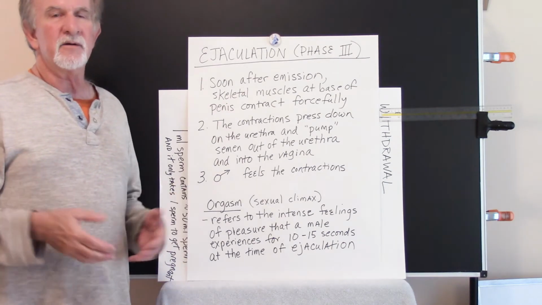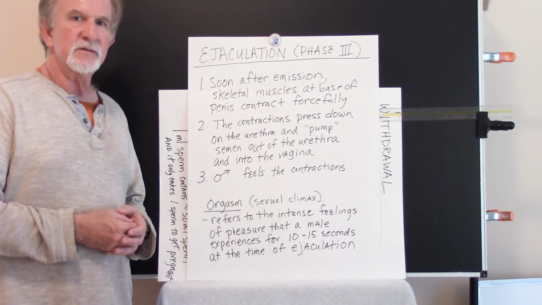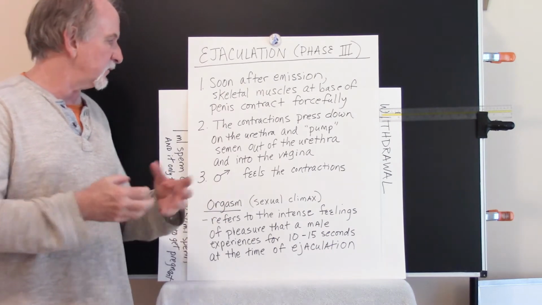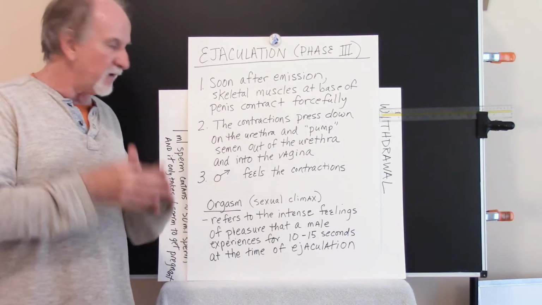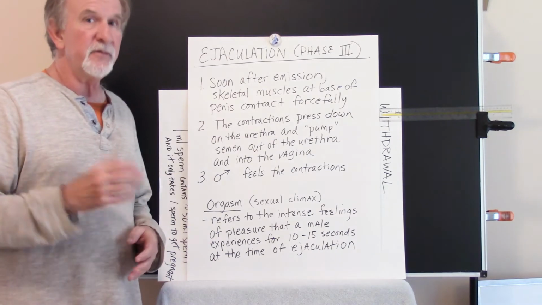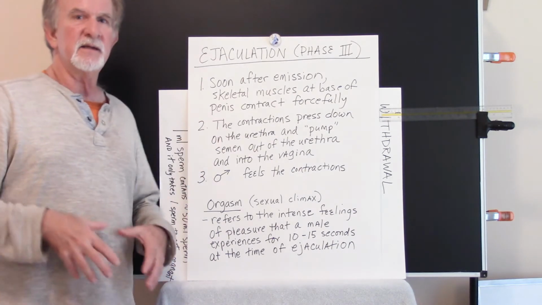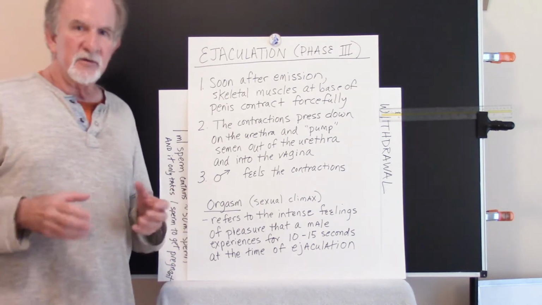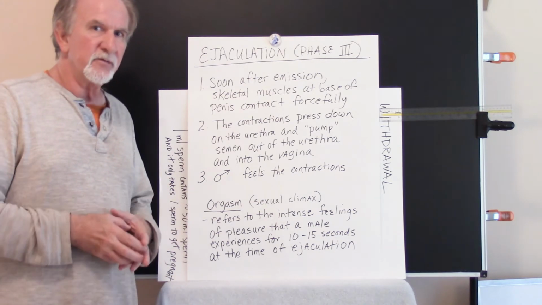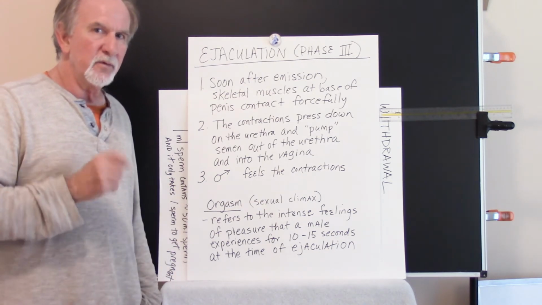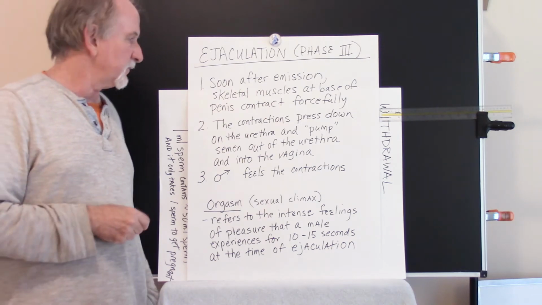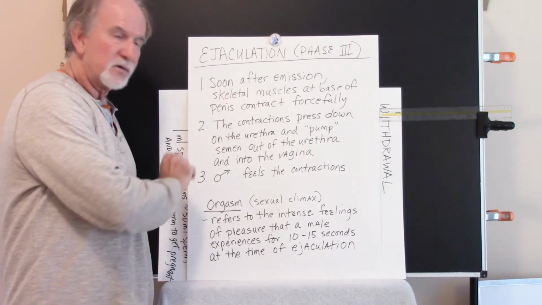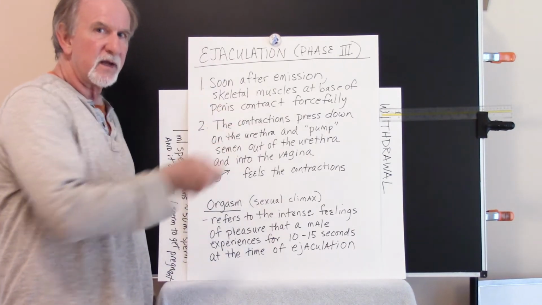There are maybe 7 or 8 contractions. These muscles will contract and relax and contract and relax and contract and relax. And a male is aware of every single one of these contractions. He feels them all. The idea is that as the skeletal muscle at the base of the penis contracts, the contractions will press down on the urethra and act to pump or move semen out of the urethra and into the vagina. So I want to emphasize that males feel each one of these skeletal contractions.